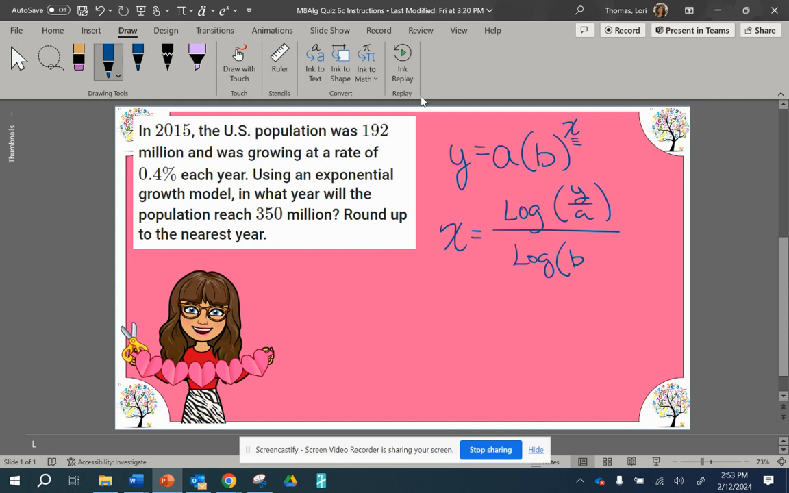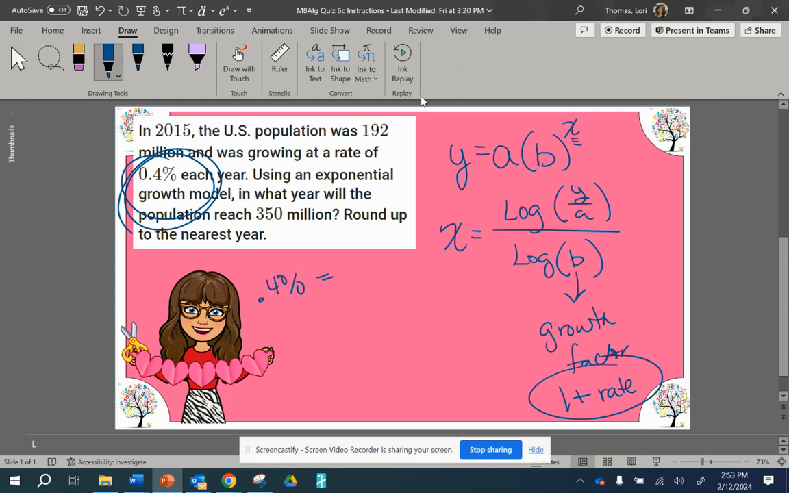Okay, I'm just going to call it b. That is the growth factor, which is 1 plus your rate. And remember, the rate is a decimal, so this is a percentage. To write it as a decimal, we move it 2 places to the left, so 0.004, and then when we added the 1, that's how we got our growth factor.